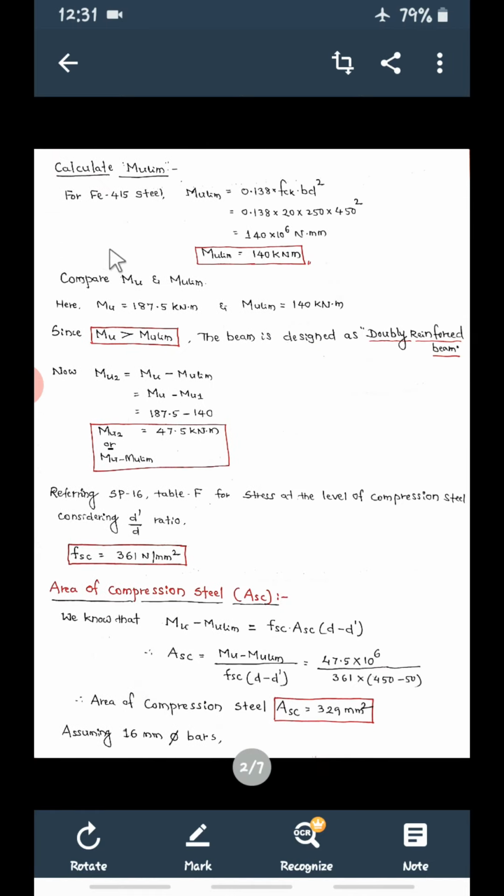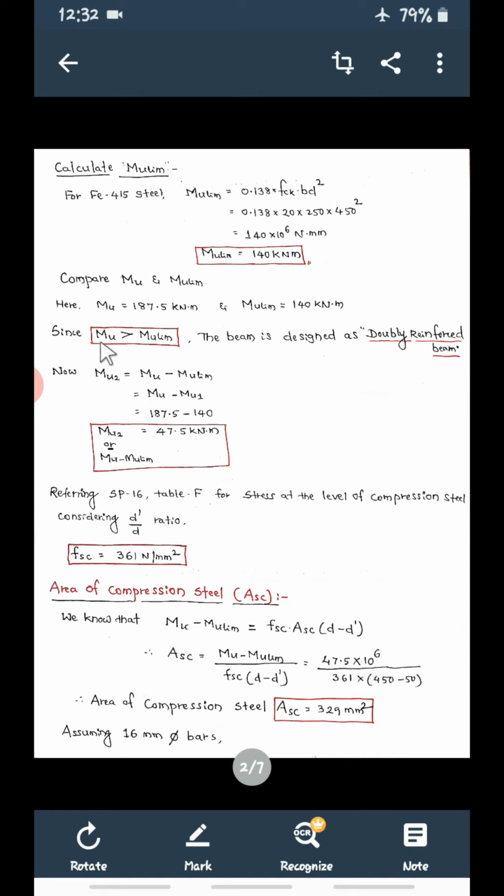The next step is to calculate Mu limit. How are we going to confirm whether it is singly reinforced or doubly reinforced? Mu you have calculated. Now calculate Mu limit, then compare Mu and Mu limit. For grade of steel Fe415, Mu limit is equal to 0.138 FCK B D square. So FCK is 20, B is 250, effective depth D is 450, squared. This comes to 140 into 10 raised to 6 Newton mm, or divided by 10 raised to 6, 140 kilonewton meter. So Mu limit is 140 kilonewton meter.